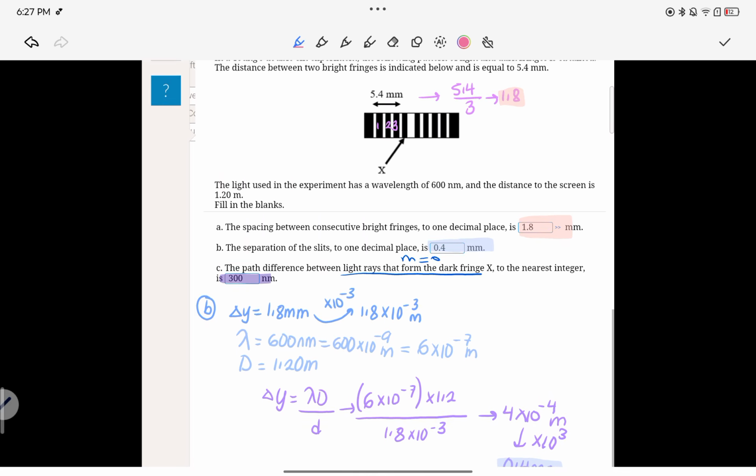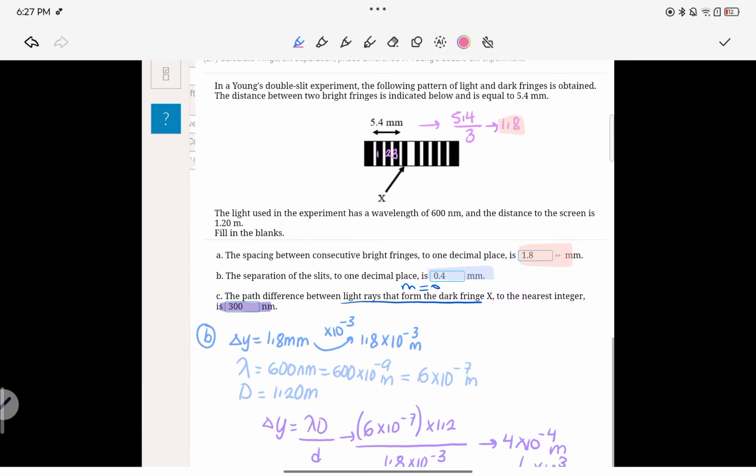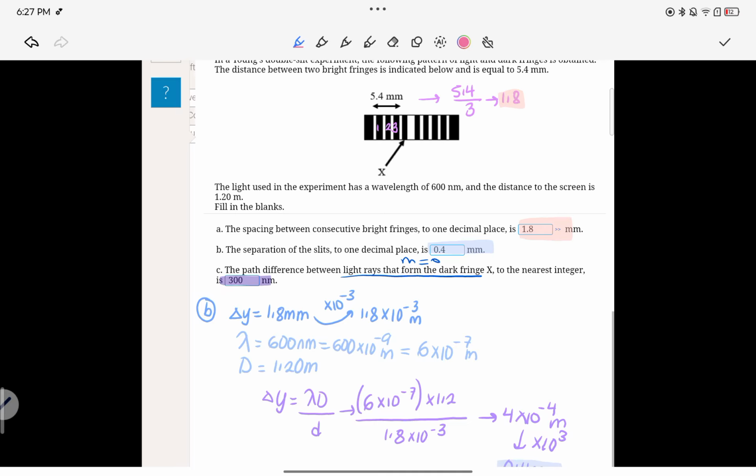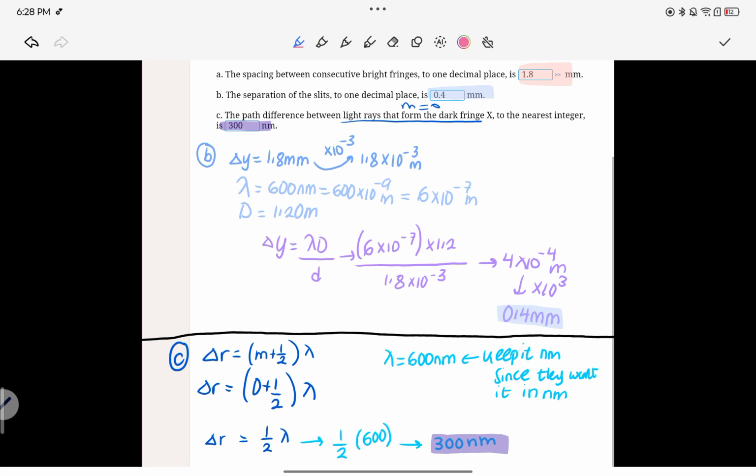How do we know the separation of the slits? Okay. Delta Y. And then the wavelength. Okay? And the distance. You get it. You do it. Times 1.2 over the D. Here, what are you trying to find? The Y.